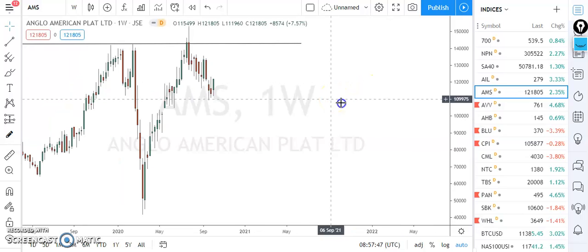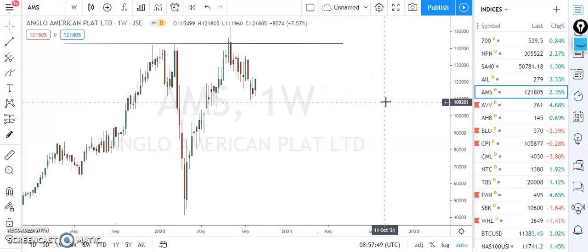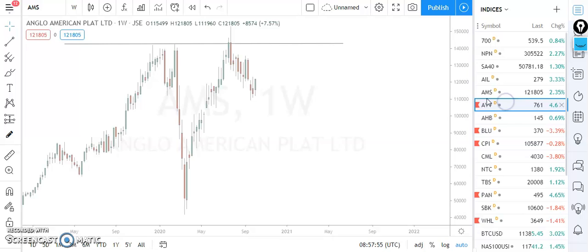Right, so I've been on this for a long time. Anglo American, I'm not going to comment on this. We're just waiting for it to break. I've been doing this for a few weeks now.